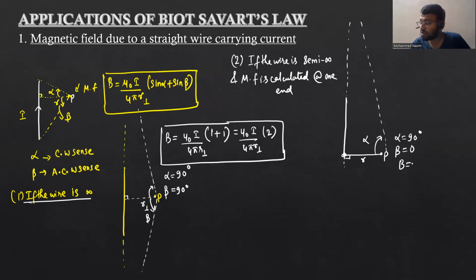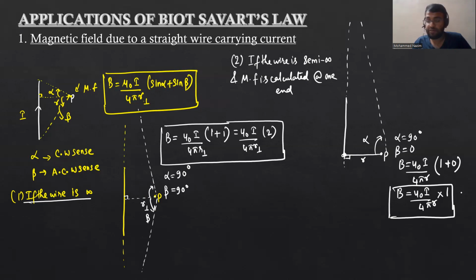Therefore, B is going to be equal to how much? Mu naught I divided by 4 pi r into sine alpha, sine 90 degrees is 1, sine beta is 0. So B is going to be equal to mu naught I by 4 pi r into 1. So you can easily understand for a semi-infinite wire, it is mu naught I by 4 pi r into 1. But for infinite, it is into 2, because you can consider that an infinite wire is made up of 2 semi-infinites. That's why it is 2 here, and it is 1 here. This is for infinite and semi-infinite.